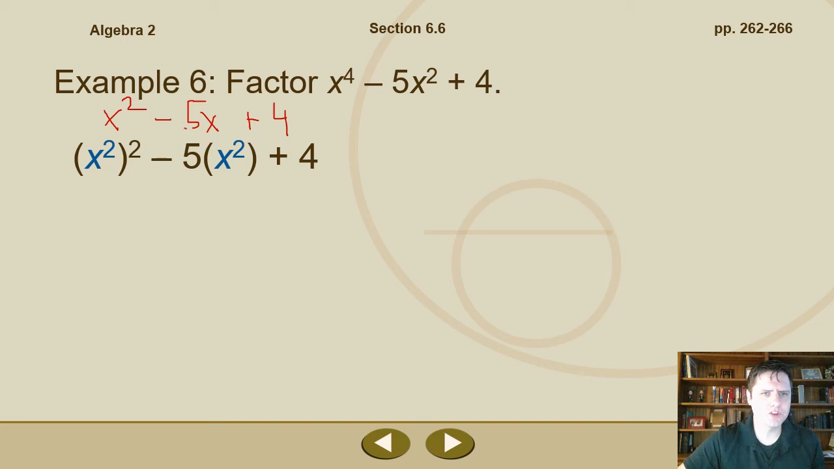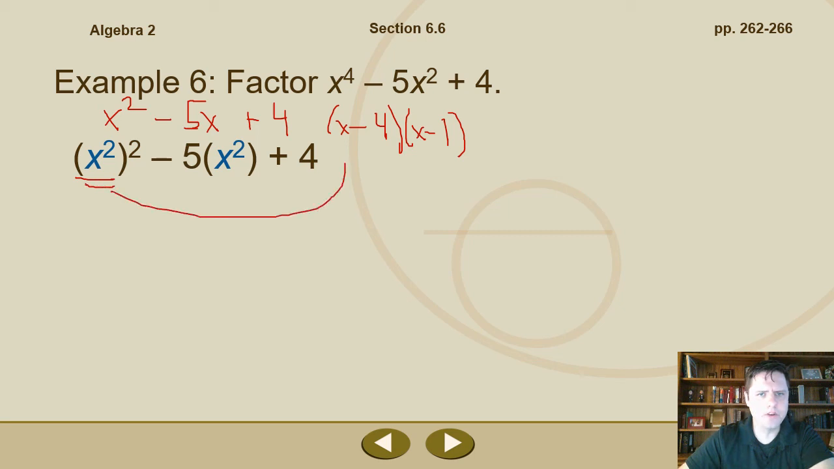And I'm almost certain you guys can factor that guy, right? This would just be x minus 4 times x minus 1. Right, you could FOIL that out and you'll see you get the same answer. So now all we do is we place an x squared wherever there is an x in this factoring problem. So it just becomes x squared minus 4 times x squared minus 1.